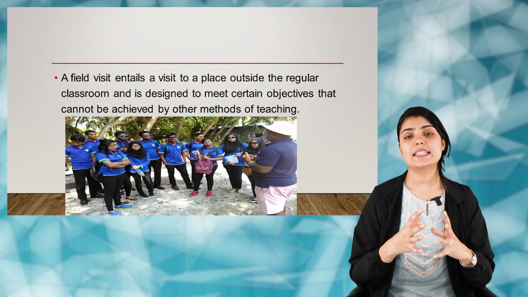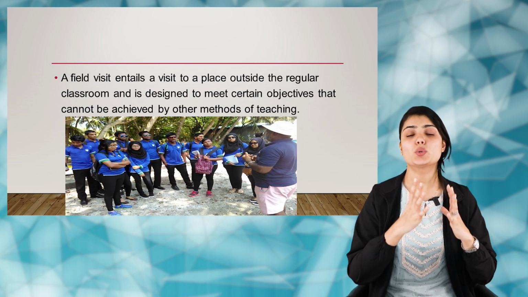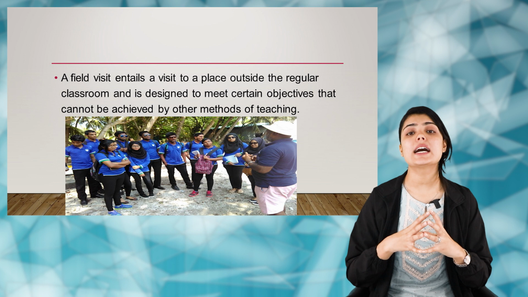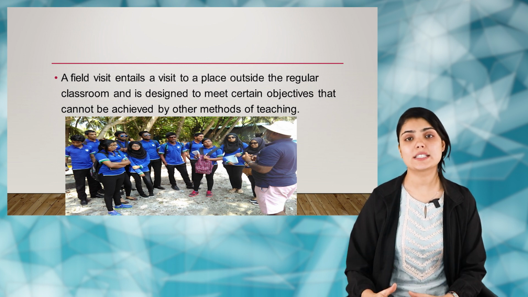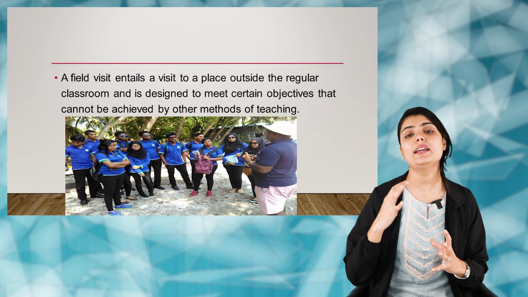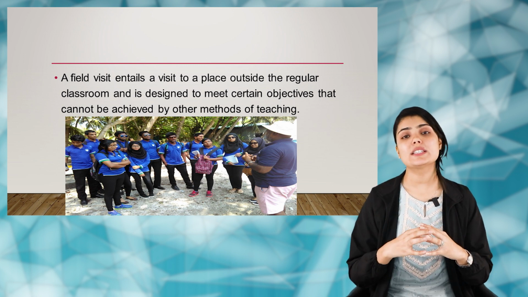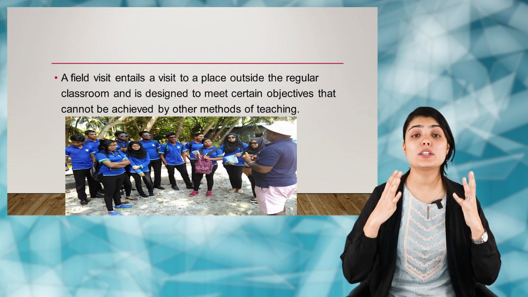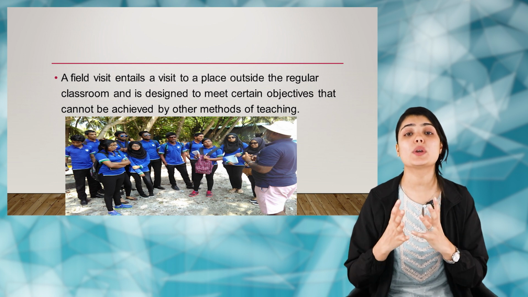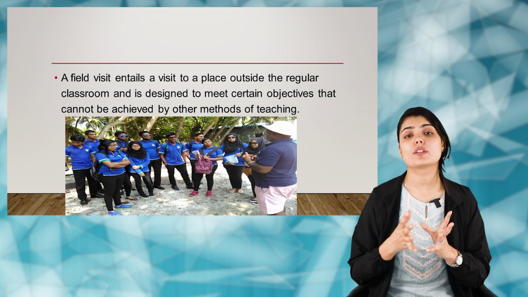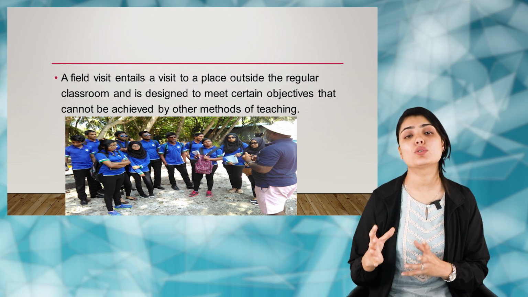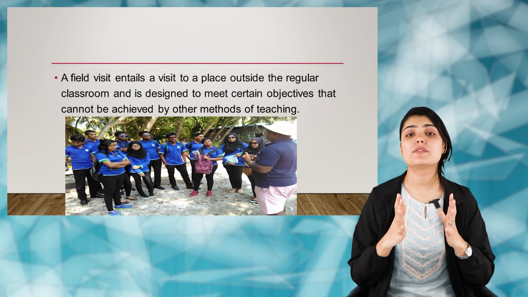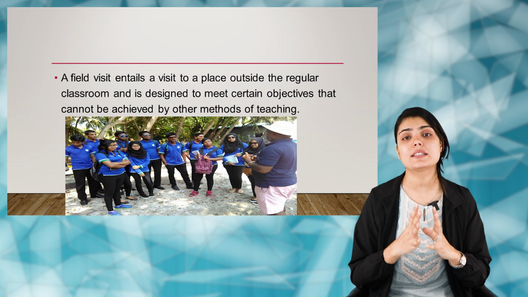Now, a field visit entails a visit, as the term suggests, to a particular area outside the ordinary classroom setup. And this is done in order to meet certain objectives which cannot be met by any other method of teaching. So a field visit is one such method of teaching that helps a student to gain first-hand information. They get to experience the entire process. They get to explore the object, the process, or the phenomena. Now, when any other method is not suitable for making the students understand clearly about a phenomena, a field visit is the best way to make the student understand about it.